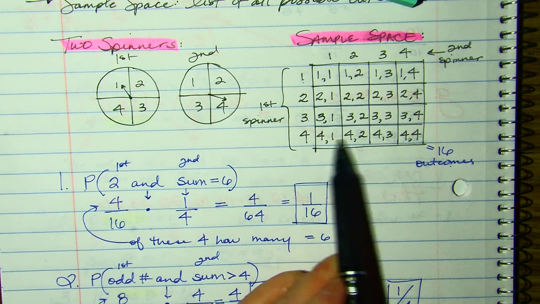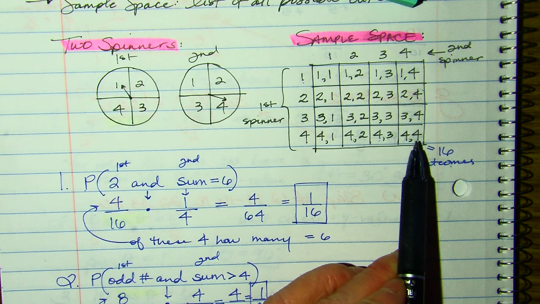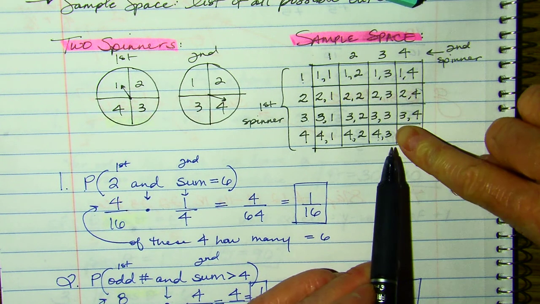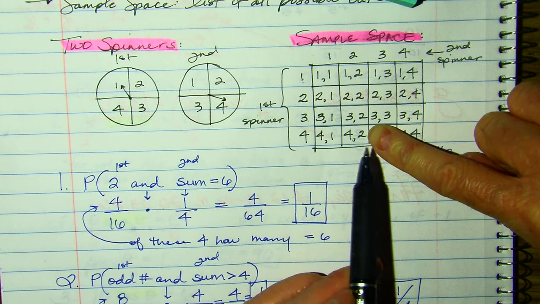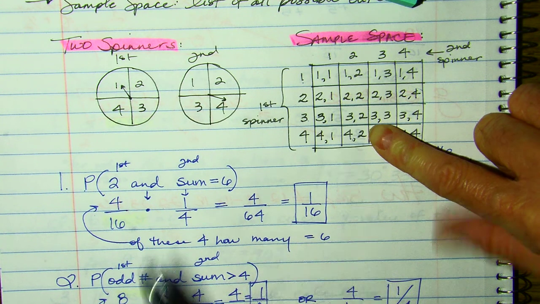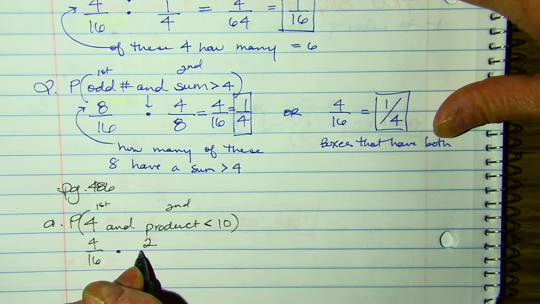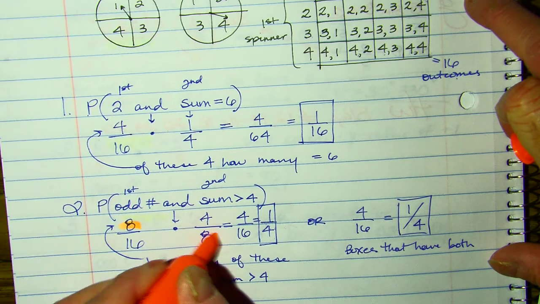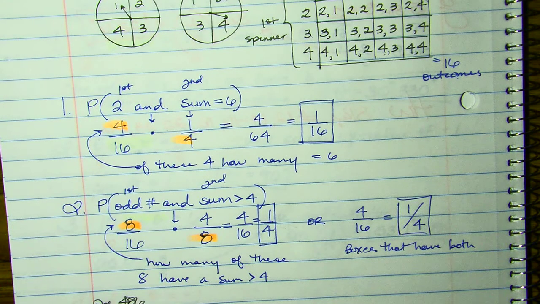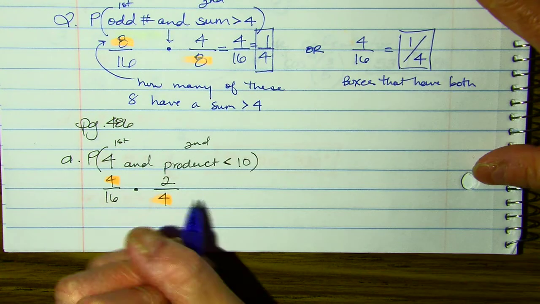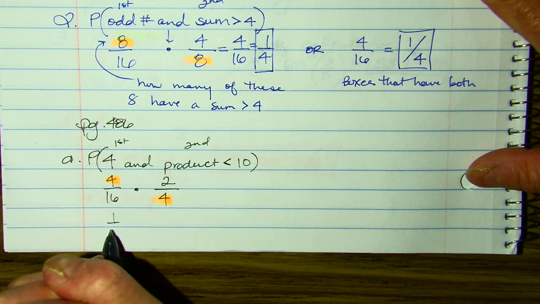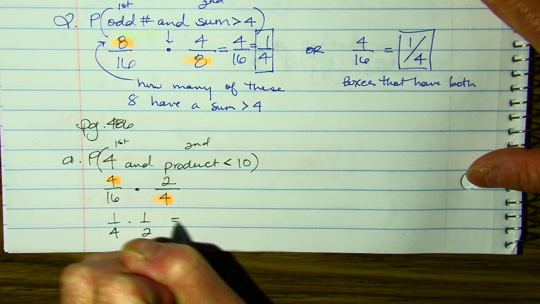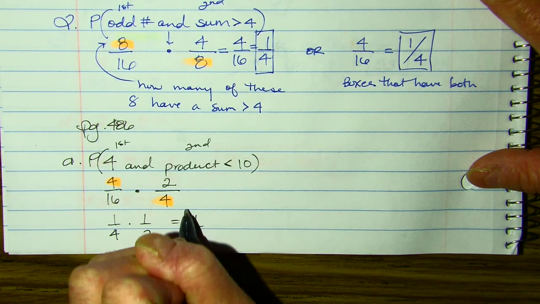And how many of them have a product less than 10? Well, 4 times 4 is 16. That's not less than 10. 4 times 3 is 12, no. So those have products less than 10. So 2 out of 4. So notice the top here should be the bottom here. That's the same on this one and this one. Okay? So from here, I'm going to reduce. This gives me 1/4 times 1/2, so 1 out of 8.